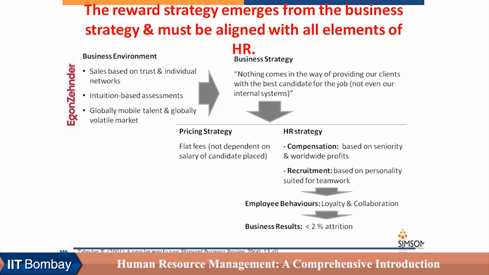Pricing is about how you charge the customer, and HR strategy related to compensation is how much money, how much expense you incur for your employees to provide excellent service, so that their behavior helps the organization to achieve its strategic objective. So, compensation can be based on seniority or worldwide profit. This is the example of the company which is given. Recruitment in this company was based on the personality suited for teamwork, and as a result Zander shows that loyalty and collaboration increased and there was less than 2% employee attrition.